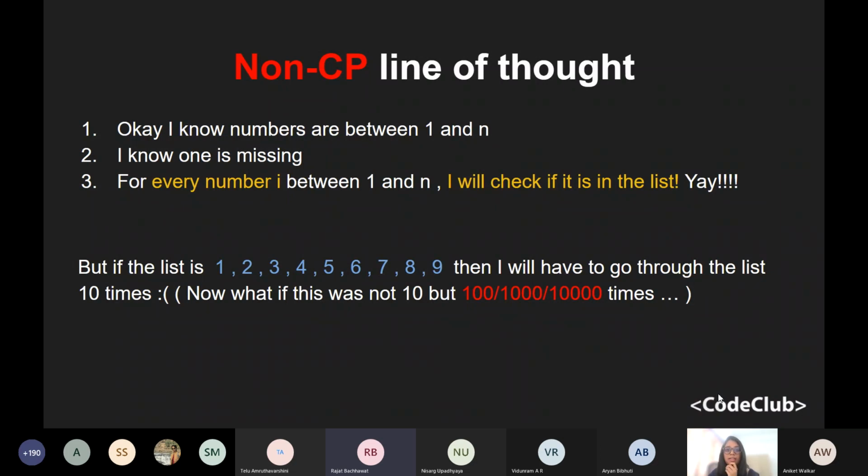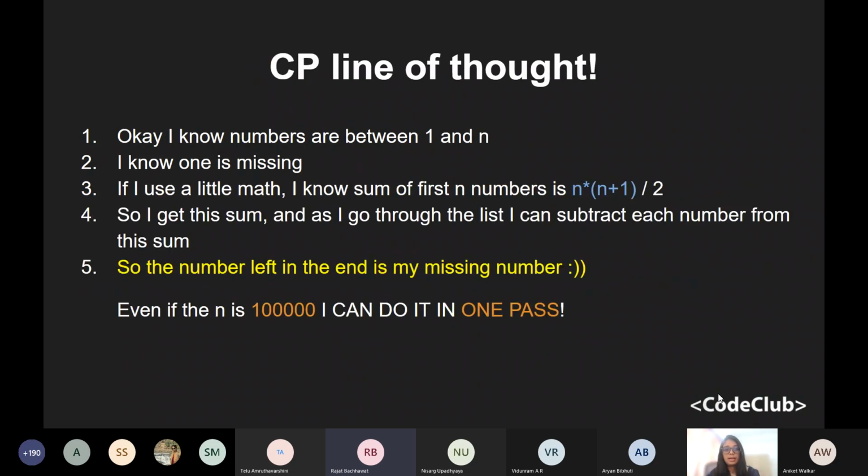So some people in the chat did suggest a better approach. They were talking about something to do with sums. So where do we get this idea of sums? You know that the numbers in the list are between 1 and n, and you know one number is missing. You must be remembering this basic math property that the sum of the first n numbers is n into n plus 1 by 2. So 1 plus 2 plus 3 dot till n is equal to n into n plus 1 by 2.